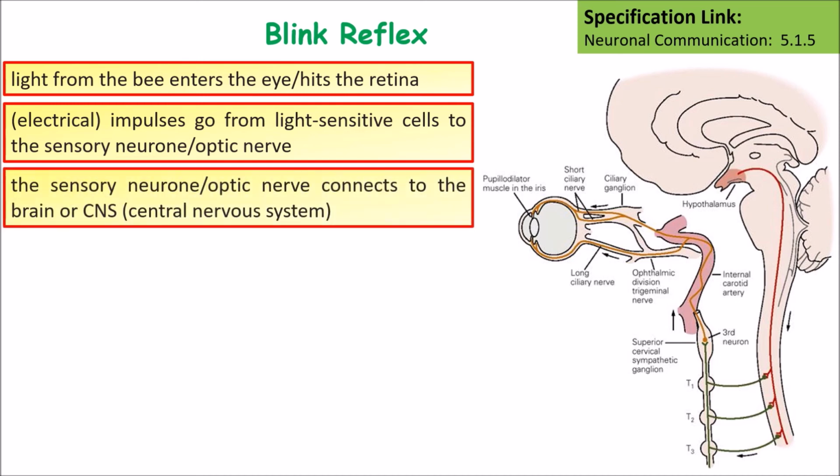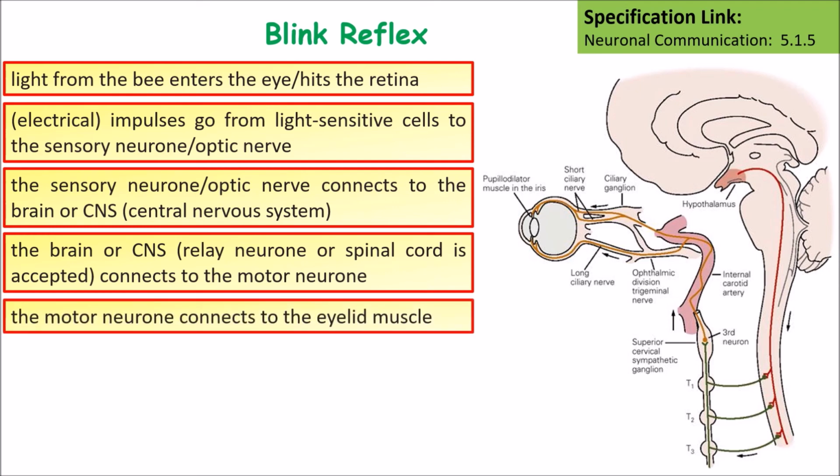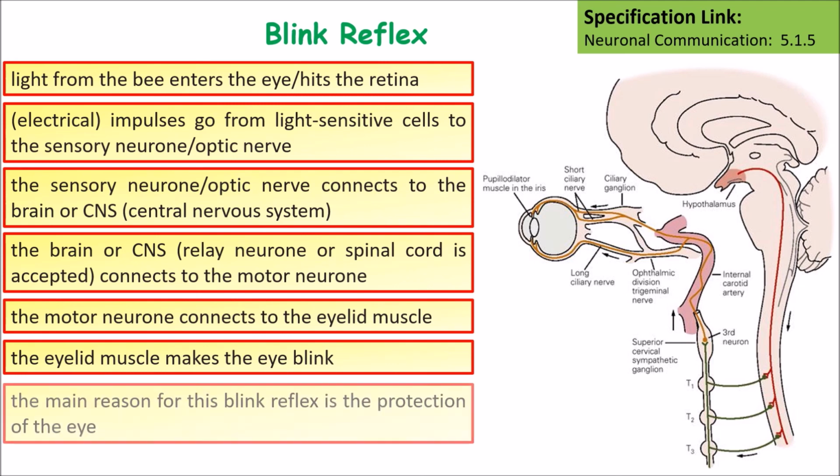So the sensory neuron is connected to the brain or the central nervous system. The central nervous system connects to a motor neuron. The motor neuron connects to the eyelid. This causes the muscles in the eyelid to contract and the eye to blink. So the main reason for the blink reflex is to protect the eye.